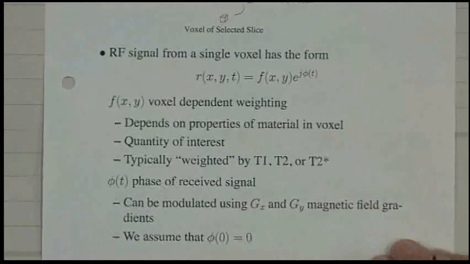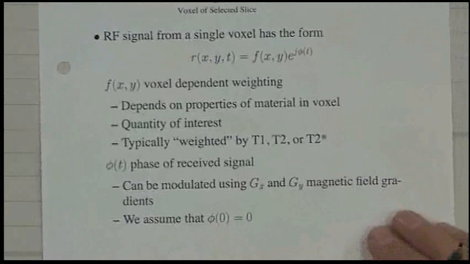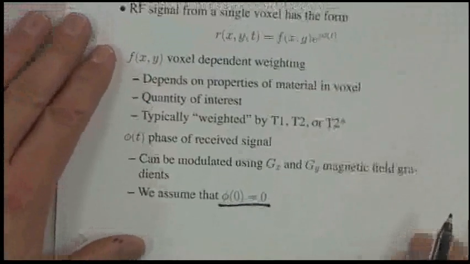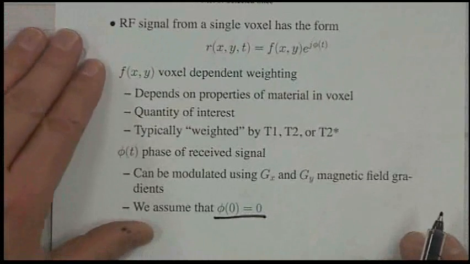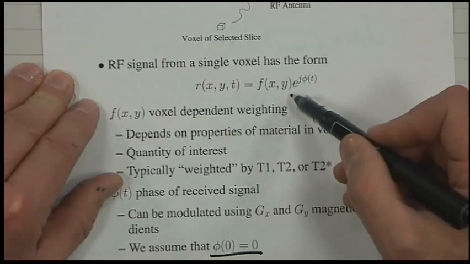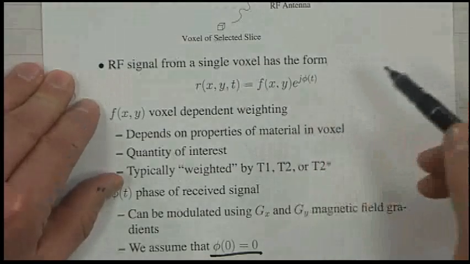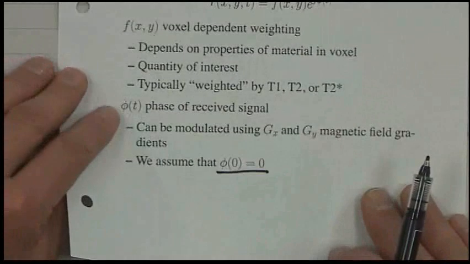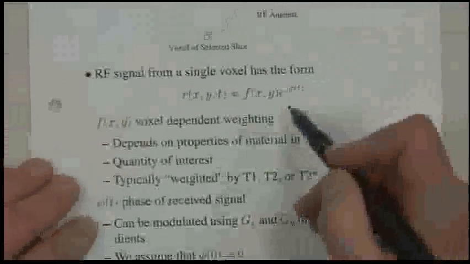Okay. Now, we'll assume that phi of 0 without loss of generality is 0, and that just means we absorb any complex constant into f of xy. So f of xy can be a complex number. Yeah, this one here? Yes.